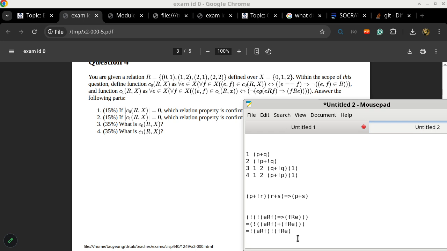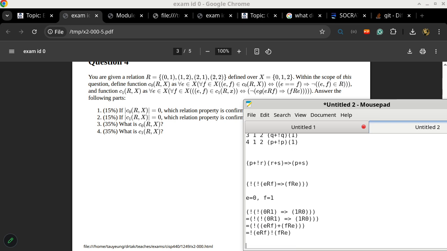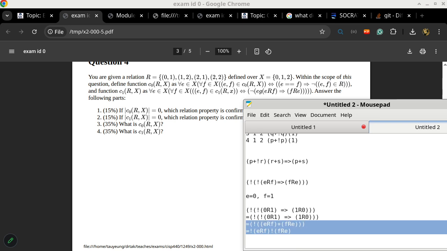Because if you consider, let's look at the original expression here and use the R that we are looking at here. What if E equals 0, F equals 1? Okay, so in this case, we have the negation of 0R1 implies 1R0, like that, okay? So now we resolve it one step at a time. So we'll copy and paste this whole thing and get rid of the rest. Okay, so we evaluate this. Is this true or not, given the R that we have here? Okay, so this is true. And what about this one?